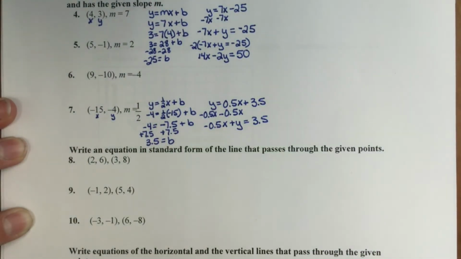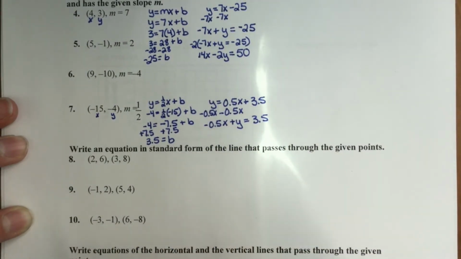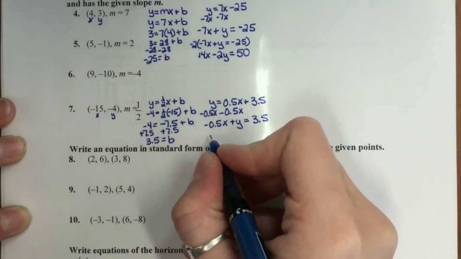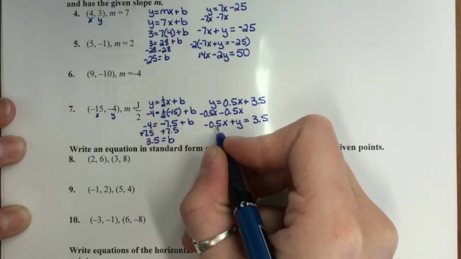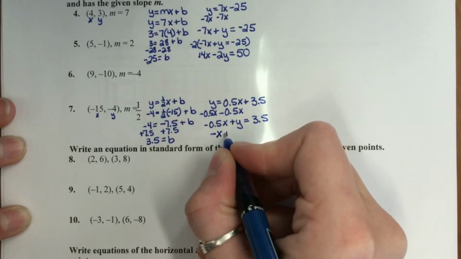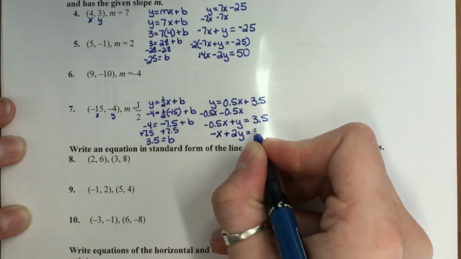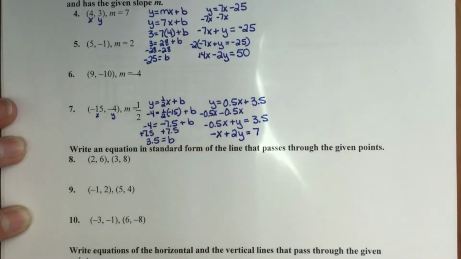Okay, so because I have these yucky decimals, I am going to multiply through by 2. Half of 2 is 1, so negative x. 2 times y is 2y. 2 times 3.5 is 7. Okay, and there is my standard form.